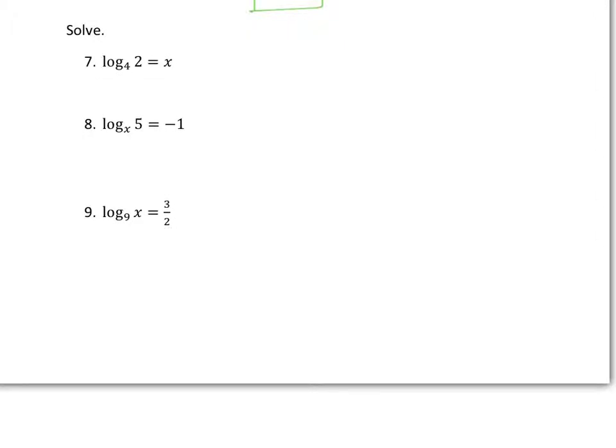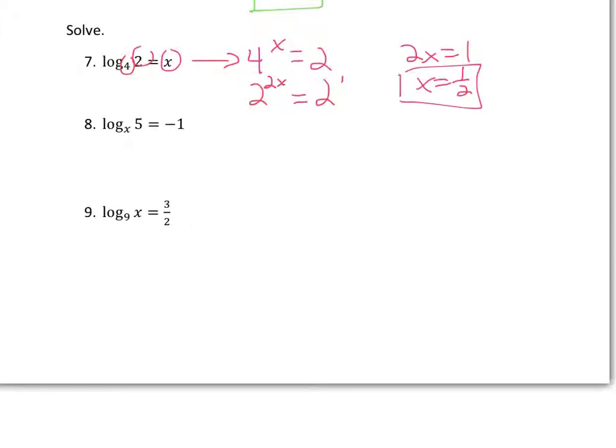Number 7, this is just like a problem we've done. We've got to convert it. Base, exponent, answer. 4 to the x equals 2. We need to rewrite these with the same base. I'm going to change the left side to 2 to the 2x power, because 2 squared to the x power equals 2 to the first power. So 2x equals 1 and x equals 1/2. You could also look at this right away and say, 4 to the 1/2 power, the square root of 4 is 2. That's obviously fine.